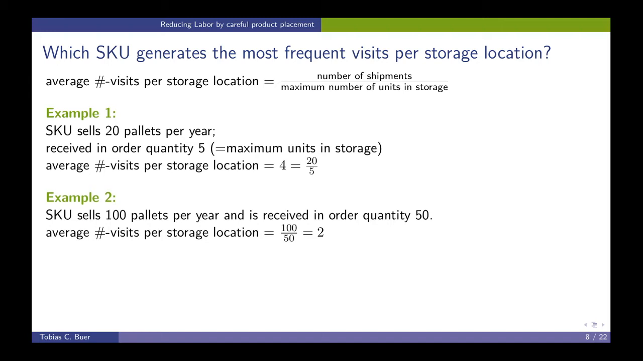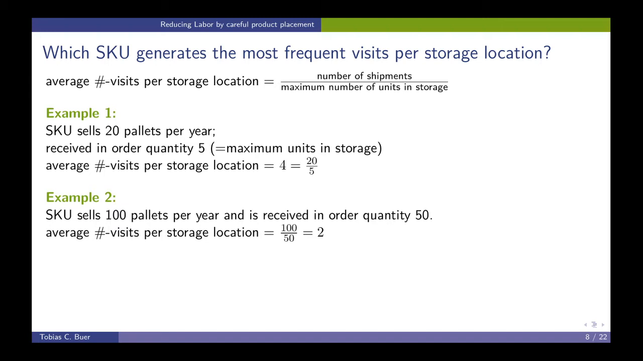So consider a second example. We have an SKU that sells 100 pallets per year, and we receive for this SKU an order quantity of 50. Then we have on average only 2 visits to the storage location, because we calculate 100 over 50, which is equal to 2. So it might not be super intuitive in the beginning to define what is a popular SKU and a frequently visited storage location.